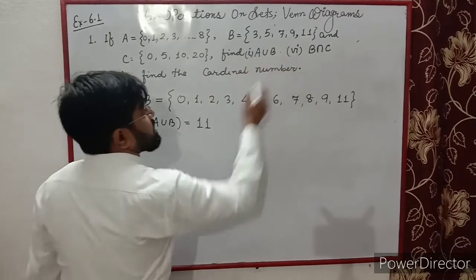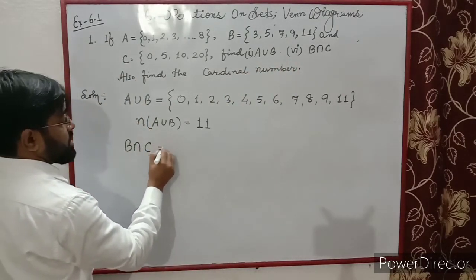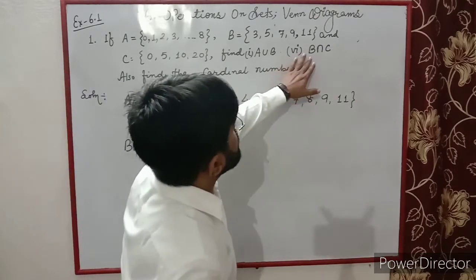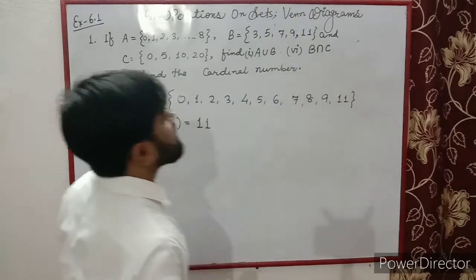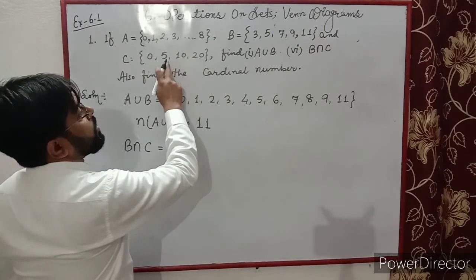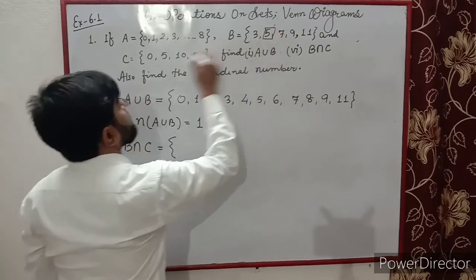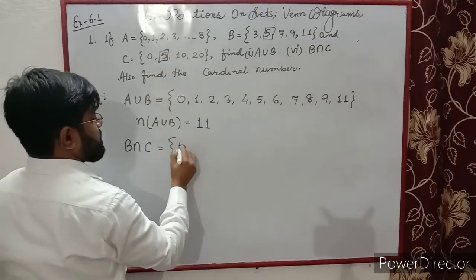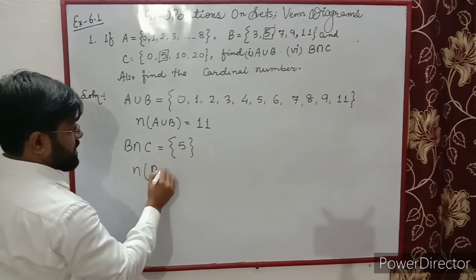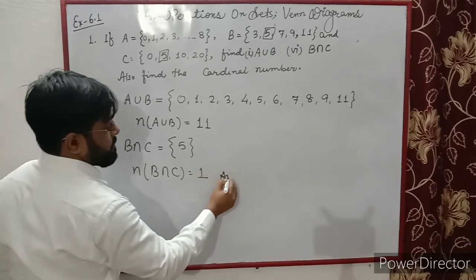Now B intersection C. Right? All those elements, the common elements of set B and set C. So only 5. 5 is the common element. So write here 5. Now the cardinal number of set B intersection C is 1. That is the answer.